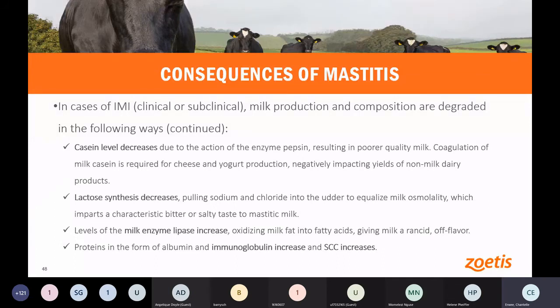Your casein, like I said, that can impact your non-milk dairy products because of the fact that it decreases. So that impacts especially producers that sell their milk for cheese and yogurt production. Lipase increases, which basically oxidizes that milk fat and gives the milk a rancid or off flavor. And then your somatic cell counts increase, and other proteins such as albumin and immunoglobulin.